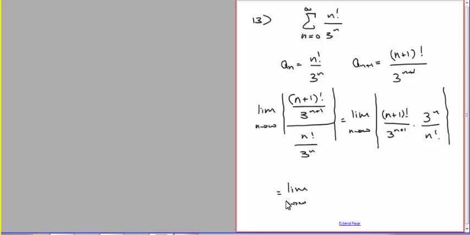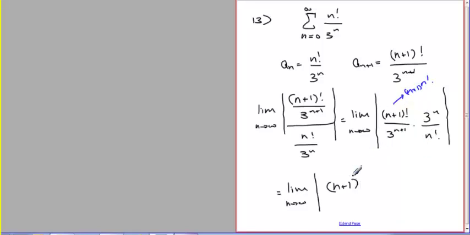So n plus 1 factorial divided by n factorial is just n plus 1. Because, let me just write it out over here, n plus 1 factorial is n plus 1 times n factorial. So we have n factorial divided by n factorial, which just leaves n plus 1.